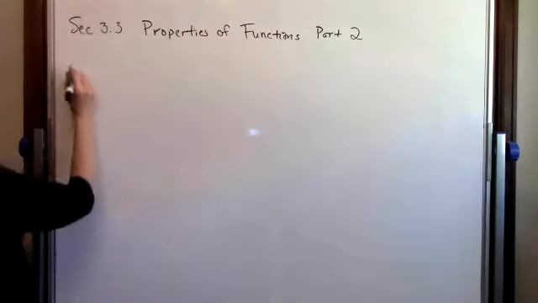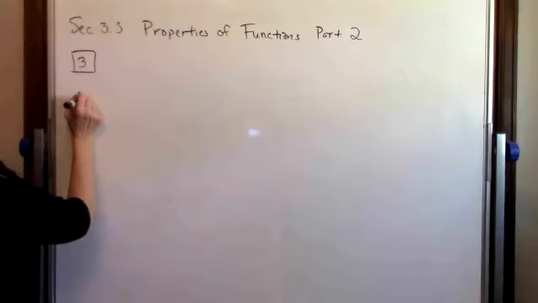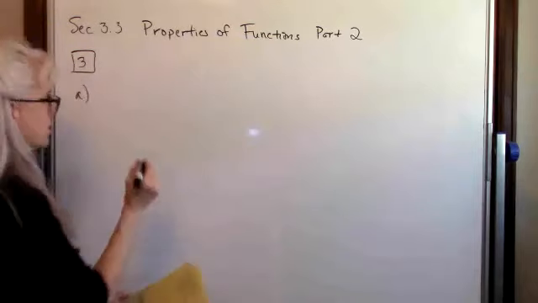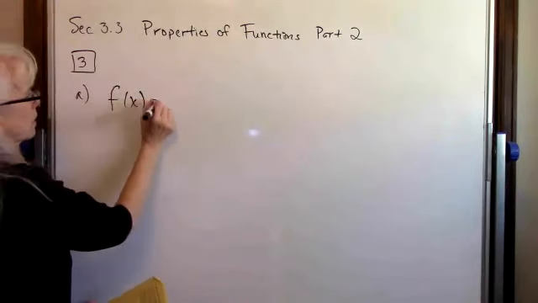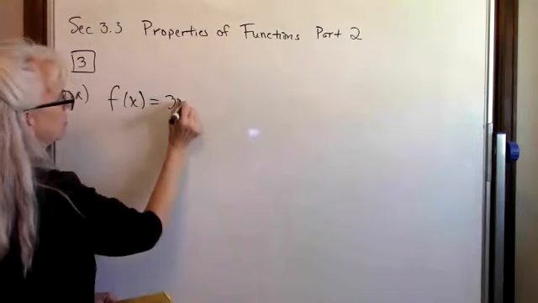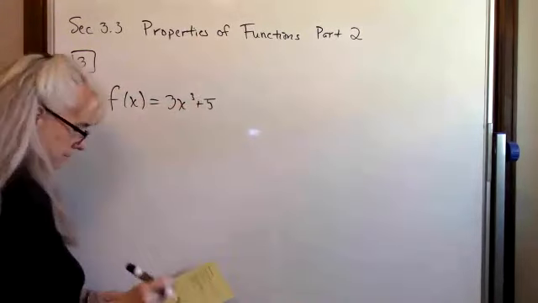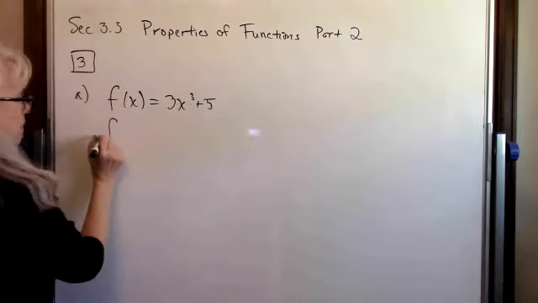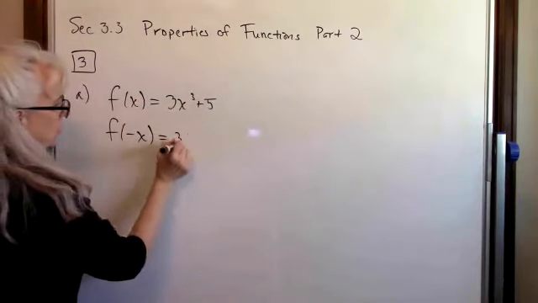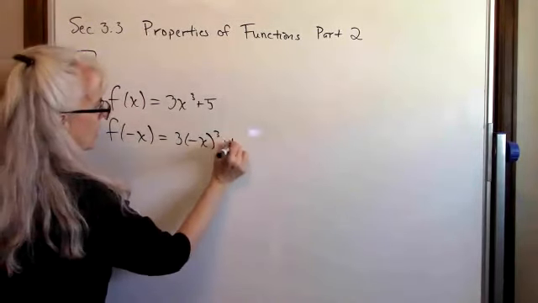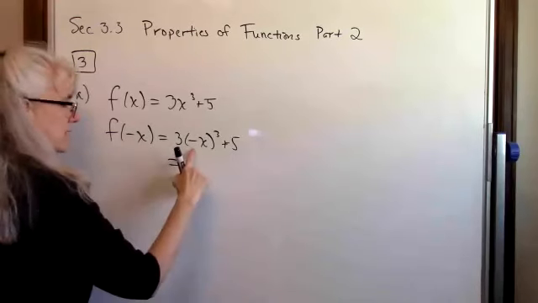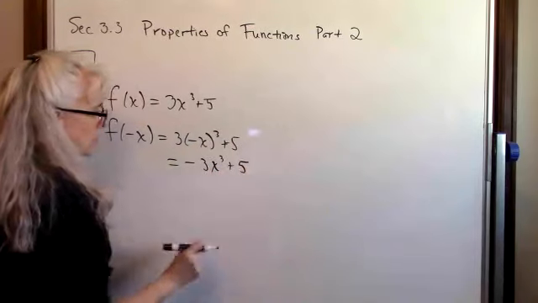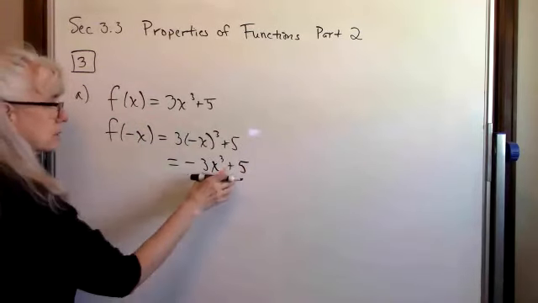So this is example 3, part A, and the directions say determine algebraically whether each function is even, odd, or neither. So we have f of x is equal to 3x cubed plus 5. Our test is simple. We're going to find f of negative x. F of negative x would be 3 times a negative x, and we're going to cube that. If I have a negative number and I'm cubing it, it stays negative. And again, you're not touching the exponents at all, you're just dealing with the signs. So this is the result of plugging that in.